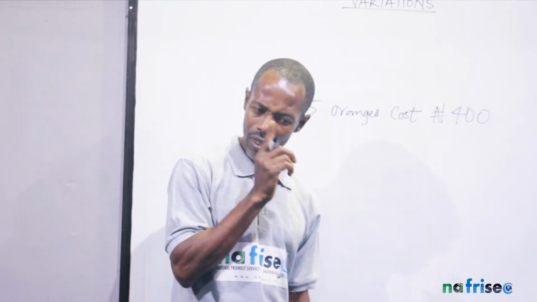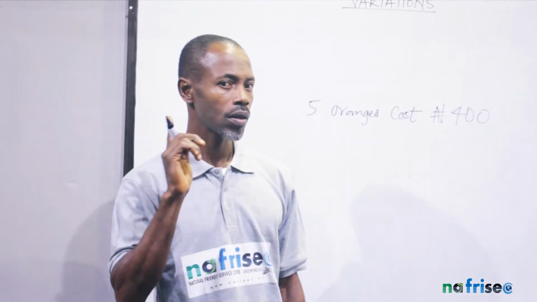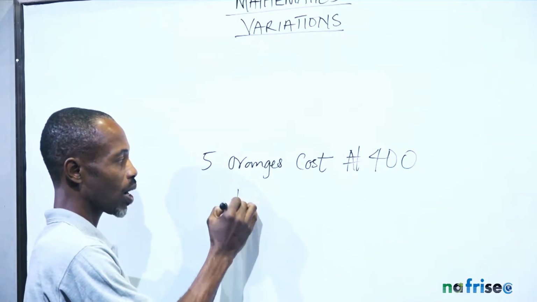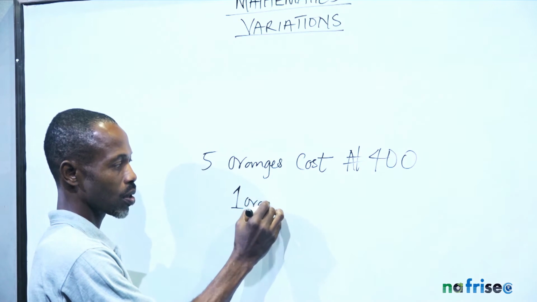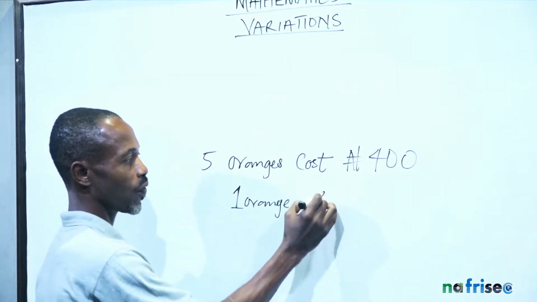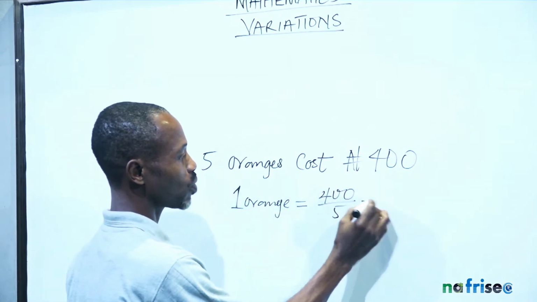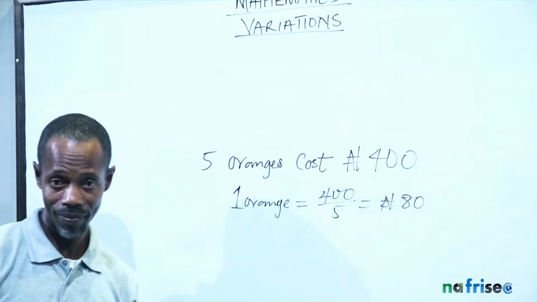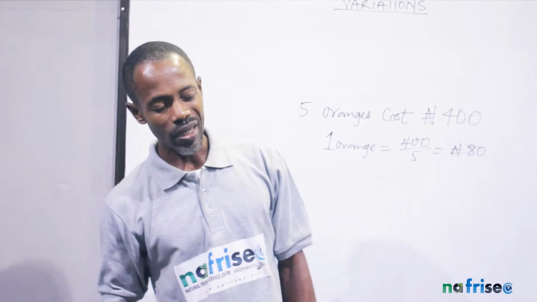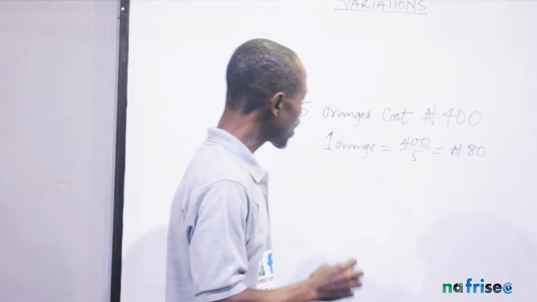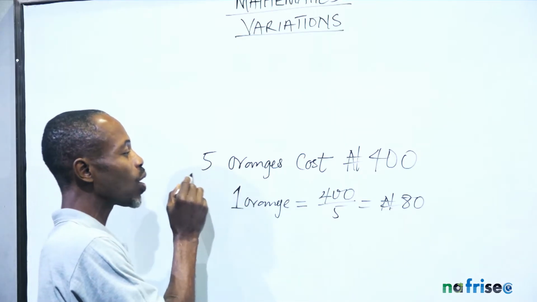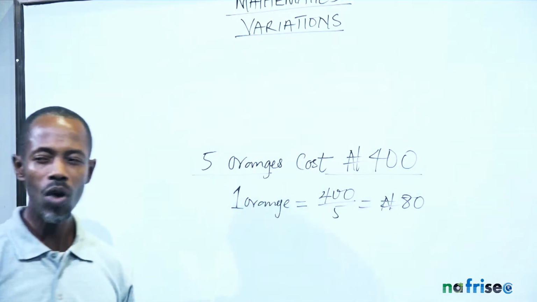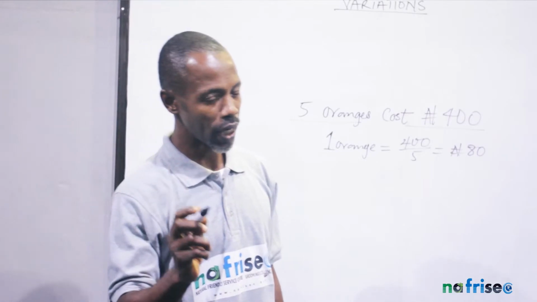The first thing that comes to any average mind is, what's the cost of one? That becomes the case of 1 orange becomes how much? 1 orange equal to 400 divided by 5, which will give us about 80 naira. Agree? Okay. Now, there's a relationship between the quantity of oranges and the cost. The more you buy, the more you pay.